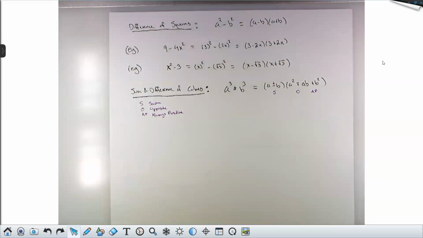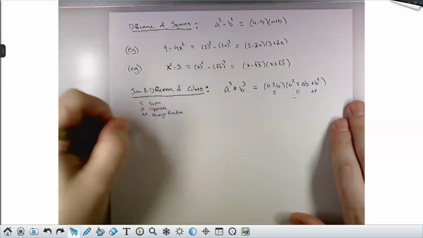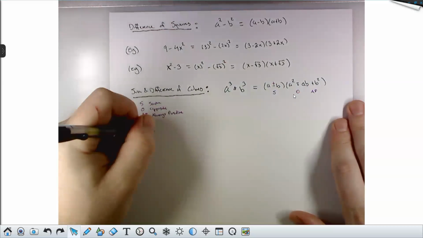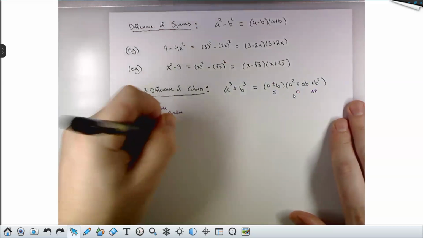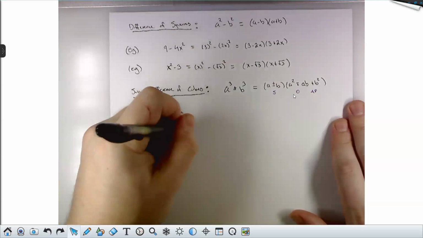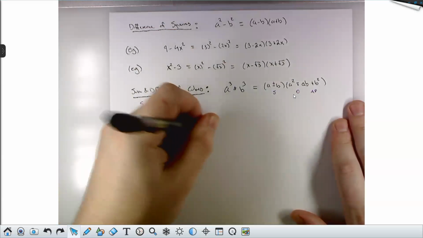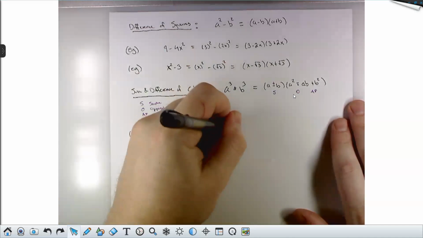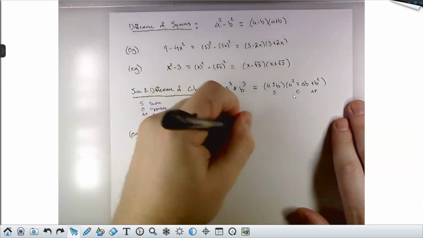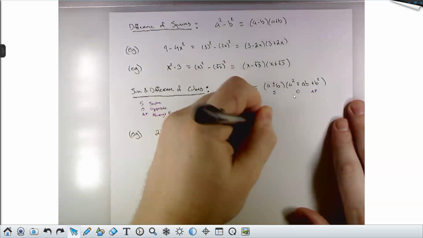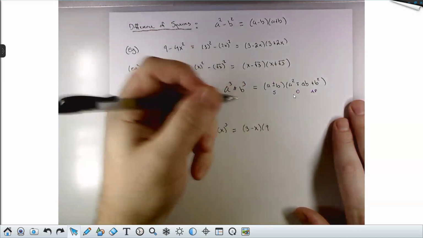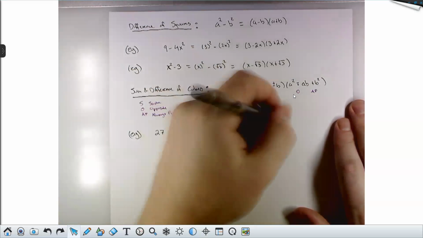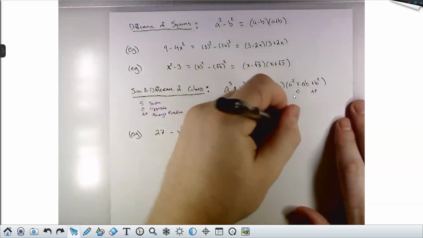It works, and it's again a useful formula. If you have a sum or a difference of cubes, and many polynomials are that, then you can factor them this way. For example, if I had something like 27 minus x cubed, I can recognize that as 3 cubed minus x cubed. So that's a difference of cubes. So that would be 3 minus x times 3 squared, which is 9, the opposite sign, and then a times b, which is 3x, plus b squared, which is x squared.